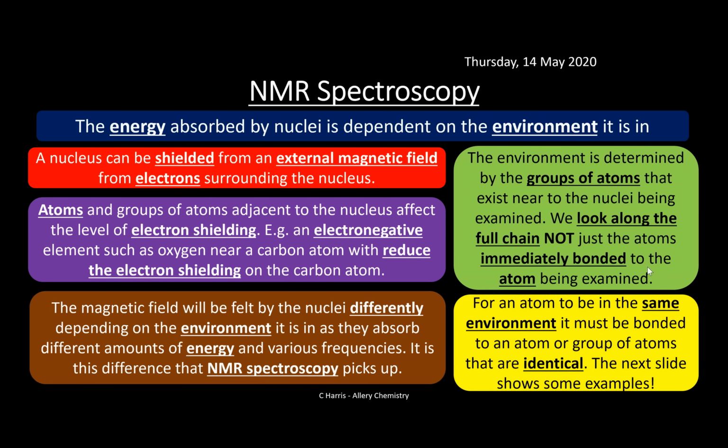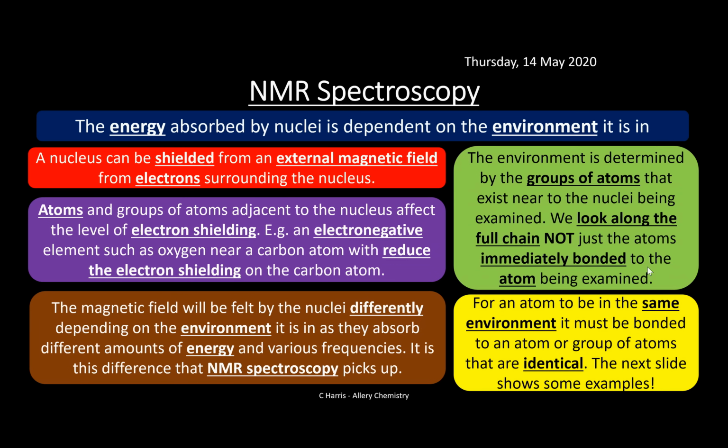But for an atom to be in the same environment, it must be bonded to an atom or group of atoms that are identical. And some of the next slides will help us to identify this. So basically, if you've got a street with only 3 houses in it, you've got the house in the middle, and that's going to be next door to another house on each side, left and right of each other. So that house is in the same environment because it's next door to 2 identical houses left and right of it. And there's no other houses around, so you can see there's actually a level of symmetry. So the 2 houses either side are in an identical environment.